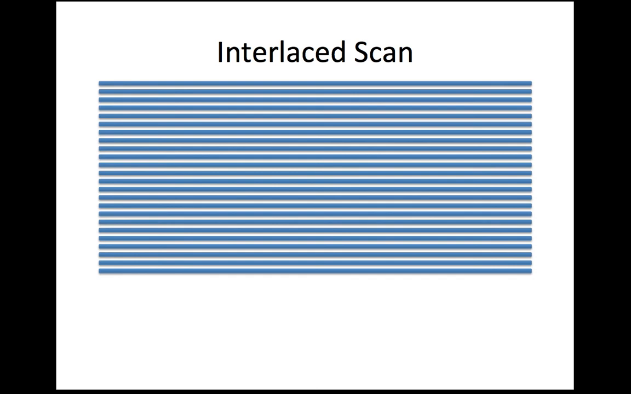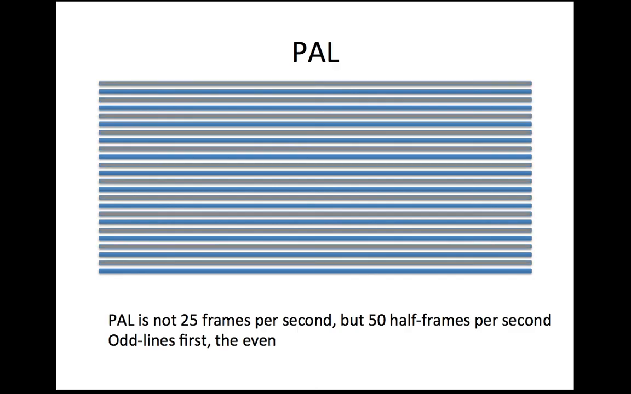Get the idea? So instead of doing the first line and then the second line, then the third line and the fourth line and the fifth line and the sixth line and the seventh line, it would do the first line, then the third line, then the fifth line, then the seventh line, then the ninth line, and so on, all the way down to 625. And then come back up and do number 2, number 4, 6, 8, 10, and 12.